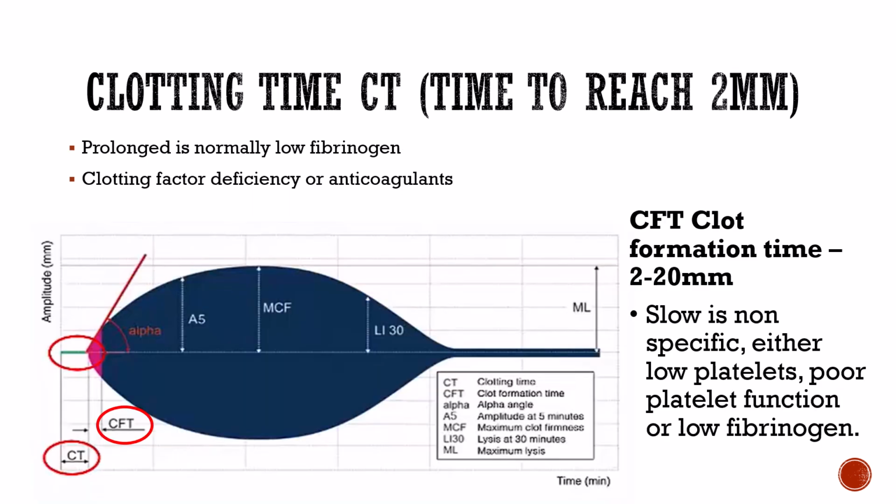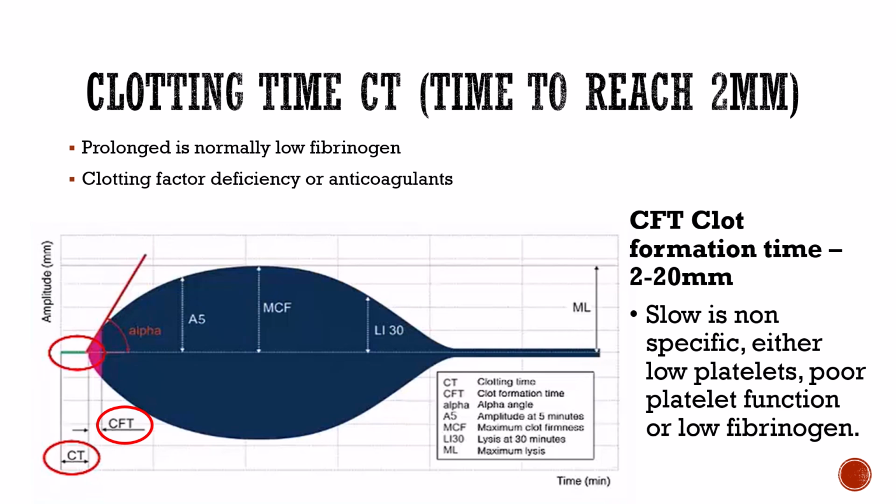What you end up with when you do your ROTEM, the needle goes into the blood, the blood goes around, the blood clots, puts pressure on that needle, and then that pressure on the needle is plotted on a graph, and it comes out with a shape looking something like this.